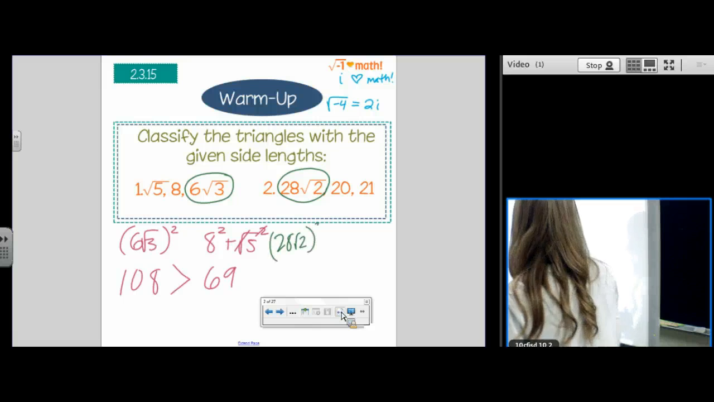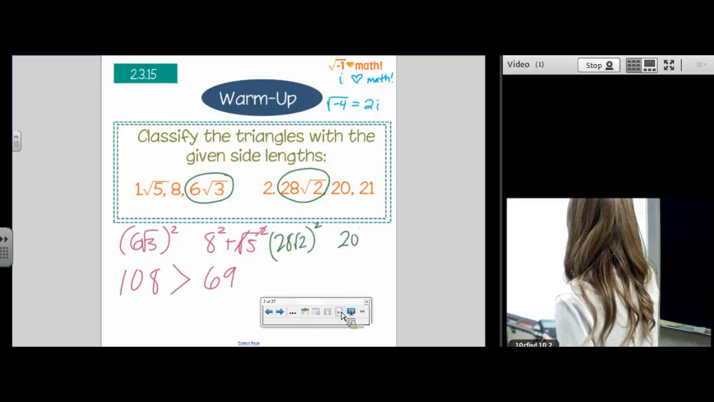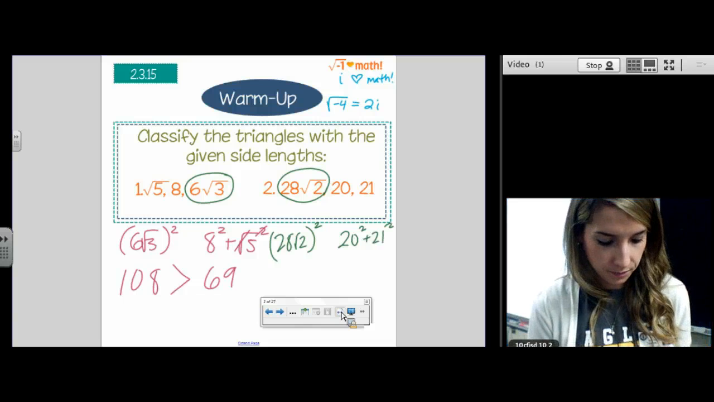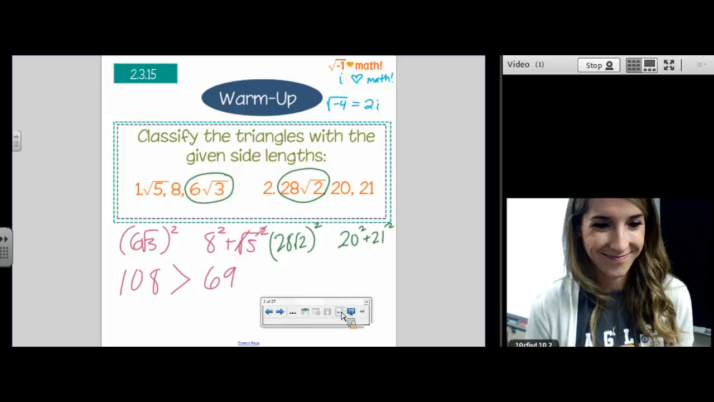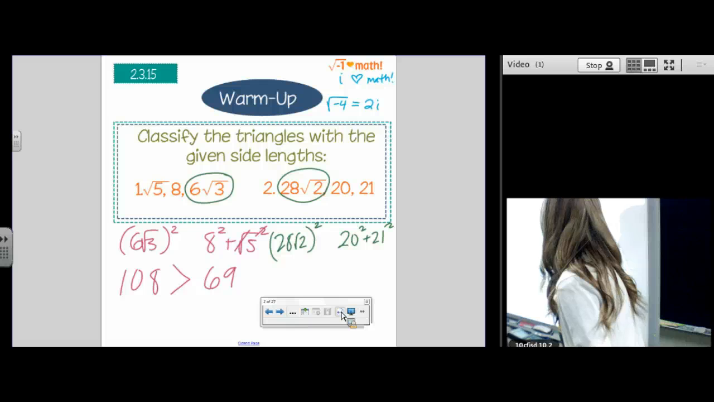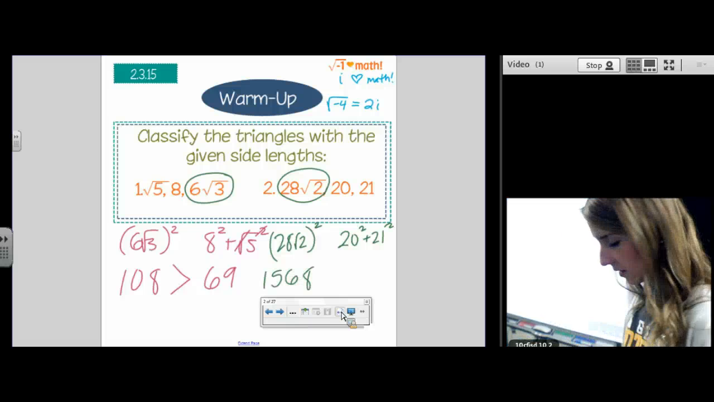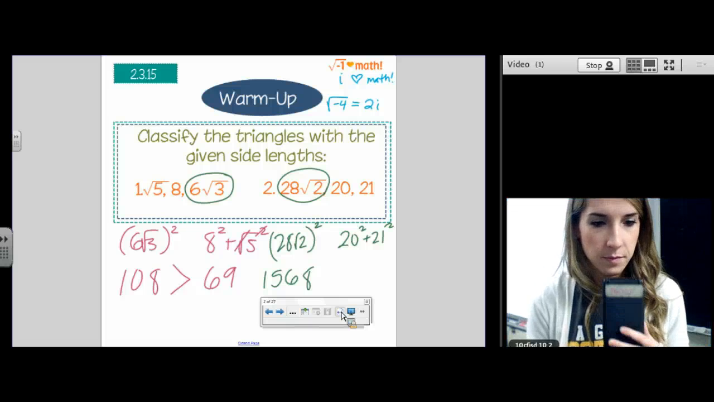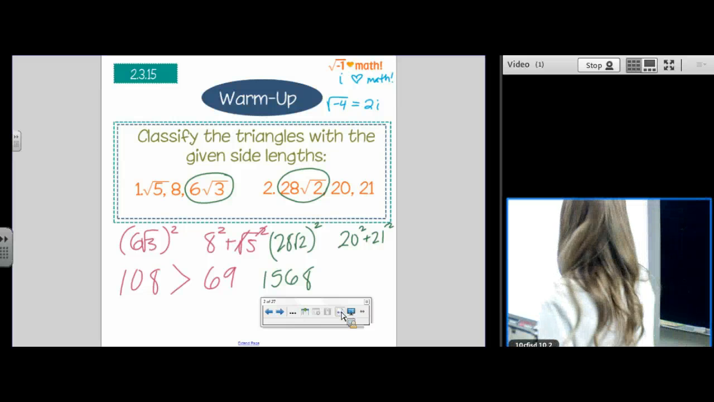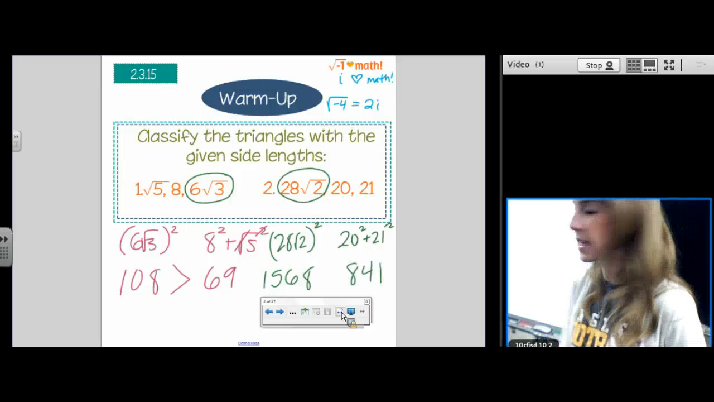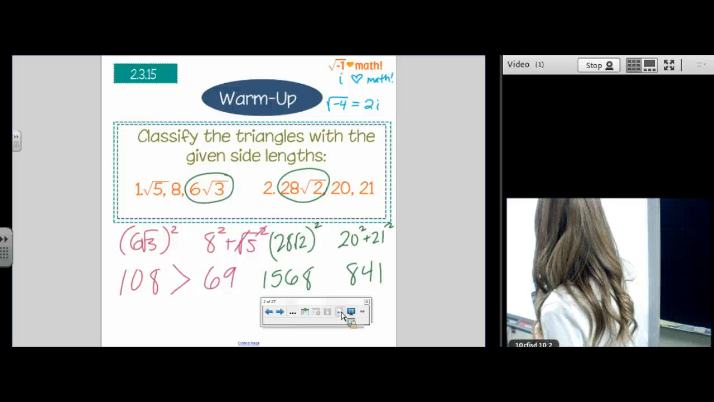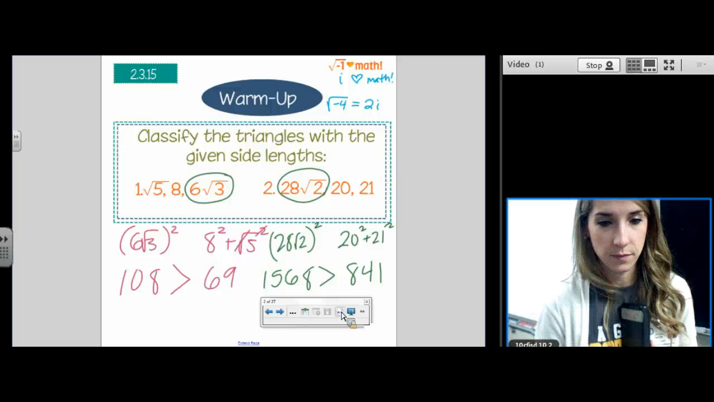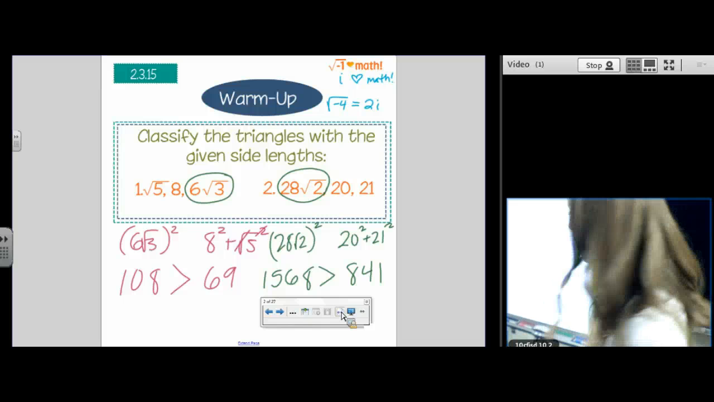Okay, what about the next one? This is going to be a large number, isn't it? 28 root 2 squared. Everyone type their answer in. Ganesh was first. 1,568. And then 20 squared plus 21 squared. What'd you get? Yep, 841. Good job, V. Oh, this one is not even close either. It's even further apart. C squared is totally winning. And so they're both obtuse. You should have gotten obtuse, obtuse. 2 in a row. Let's check our homework answers.